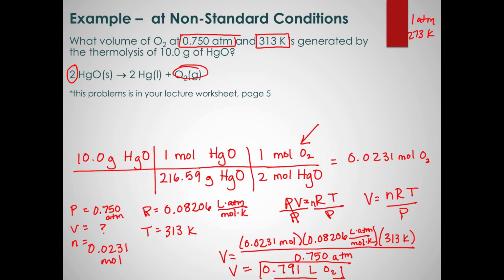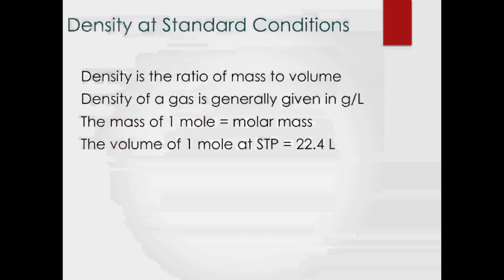If we are at STP, we can use the 1 mole equals 22.4 liters. It makes it a much simpler problem. We can just make a train track and be done with it. If we are not at STP, then we need to use our train track, our dimensional analysis, to get to moles of oxygen, or moles of whatever our gas is, and then we'll use PV = nRT to find our volume. So be very, very careful. Only use 22.4 liters at STP.